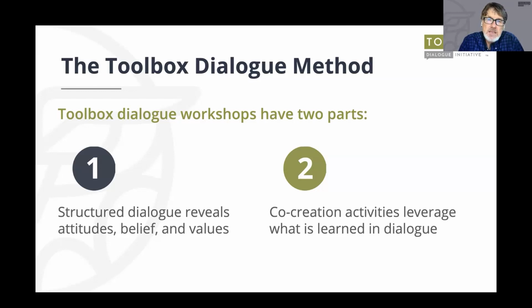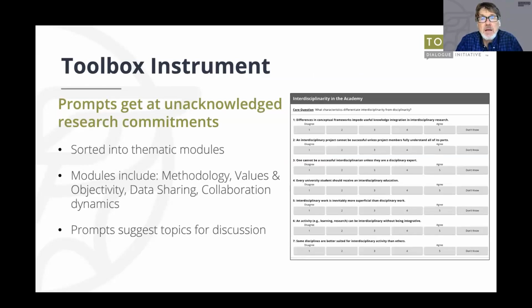The second part of the Toolbox Dialogue method is a co-creation activity that's built for purpose to leverage what's learned in the dialogue for that particular group. The Toolbox Dialogue method, and especially the structured dialogue part, is structured by what we call a Toolbox instrument. So the Toolbox instrument is a survey-like instrument that includes prompts which get at unacknowledged research commitments. These prompts are sorted into thematic modules. In front of you, you see one module entitled Interdisciplinarity in the Academy. We have maybe hundreds of modules at this point, covering topics like methodology, values and objectivity, data sharing, and others.